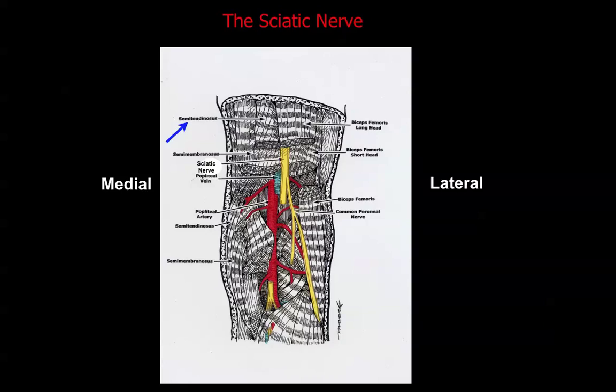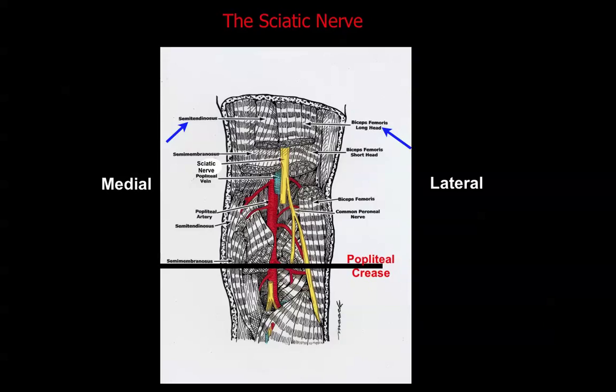You'll notice that the borders of the popliteal space are formed medially by a confluence of the semimembranosus semitendinosus muscle and laterally by the biceps femoris muscle. The anatomy of the popliteal space is dynamic in that it changes as we go from the popliteal crease to the apex of the popliteal space.